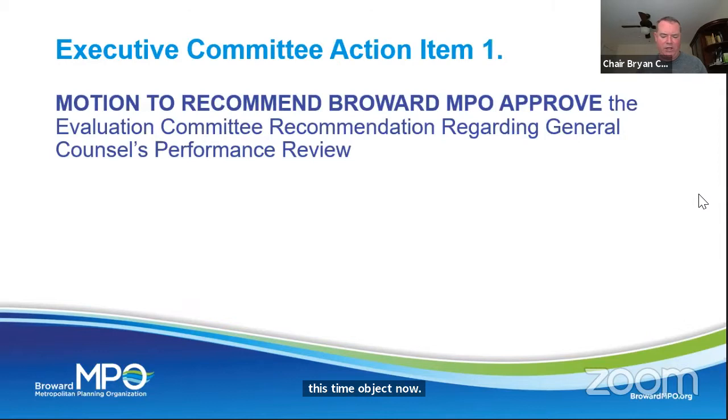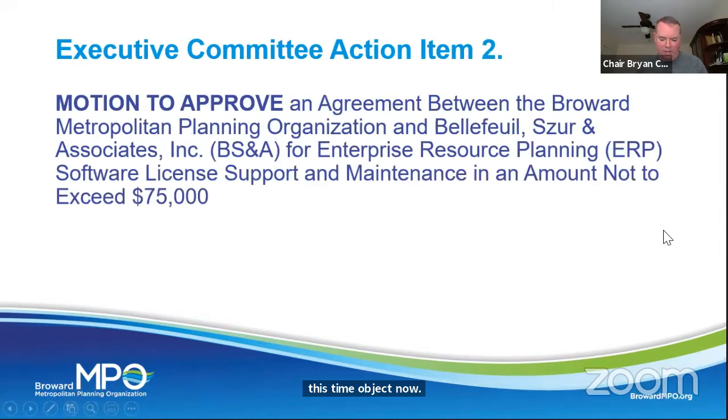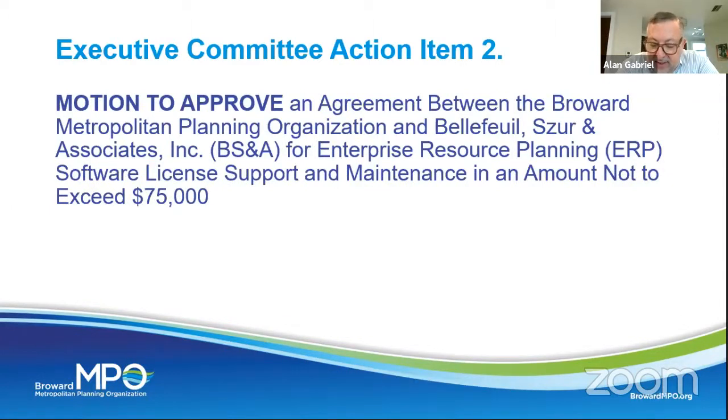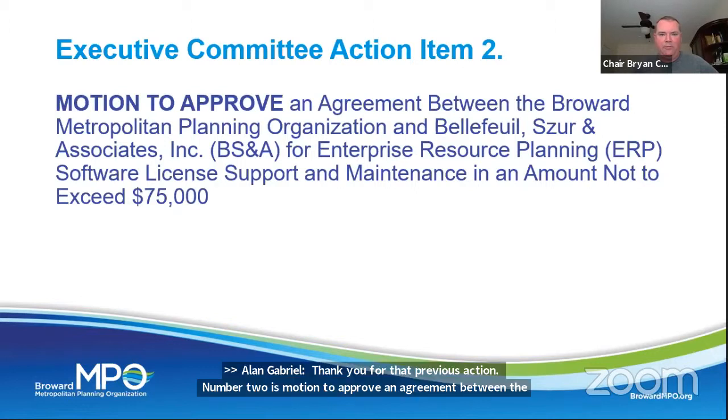Moving on to action item 2, General Counsel, please read it by title. Yes, thank you for that previous action. Number 2 is a motion to approve an agreement between the Broward Metropolitan Planning Organization and Benefuel SWAR and Associates Inc. (BSNA) for enterprise resource planning (ERP) software license support and maintenance in an amount not to exceed $75,000. Okay, do we have any questions from the membership?